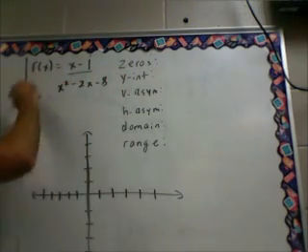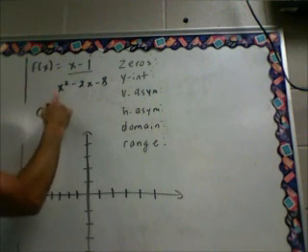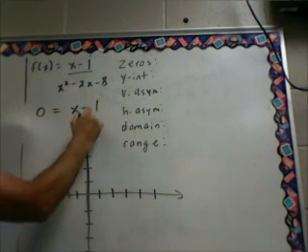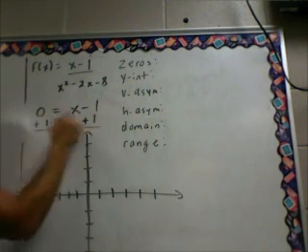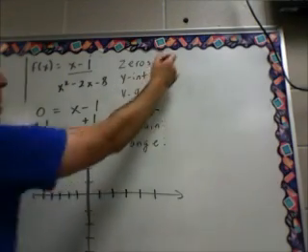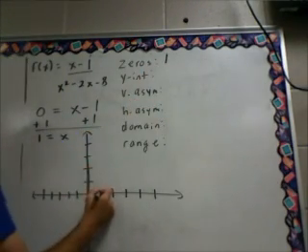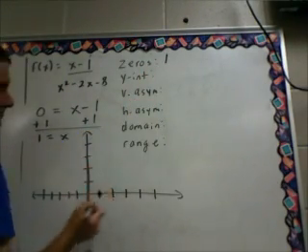Zeros, again, make the entire function be 0. So I just set the top equal to 0. It's pretty easy to see that it's 1 here. Zeros are x-intercepts, so we'll cross right there.